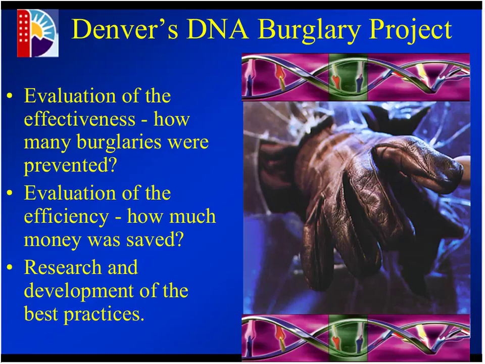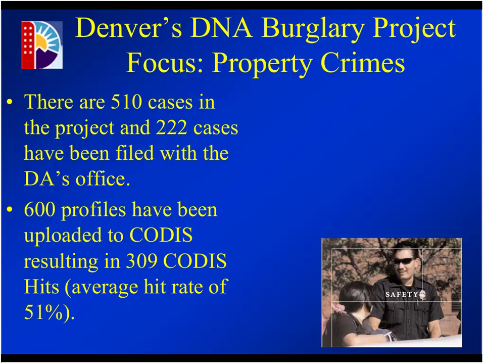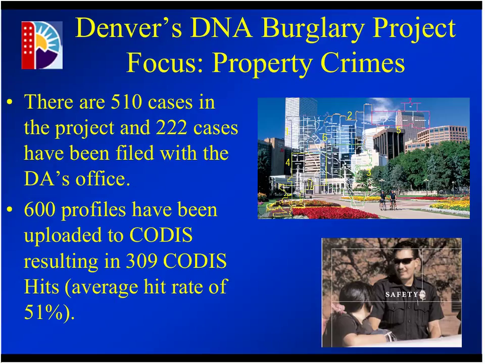So we were able to track the people that we got our hits on all the way through what happened to them in court. We were asked to try to come up with 500 cases. We came up with 510. Half of those cases were put aside and not used as part of the DNA process. They were cases that were used for comparison. Of those, we filed 222 cases with my office. There were 600 profiles that we uploaded into CODIS, resulting in 309 CODIS hits, which was an average rate of 51%.